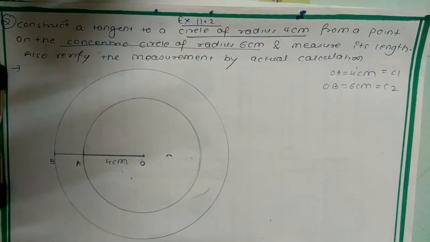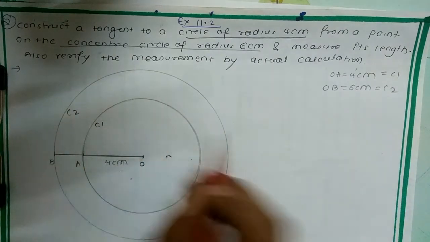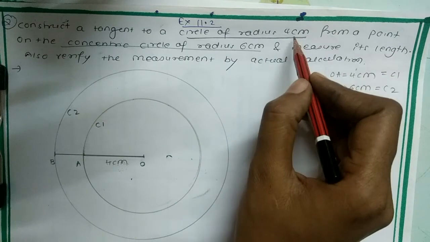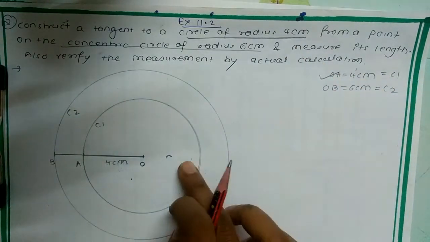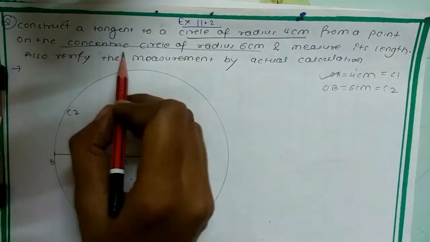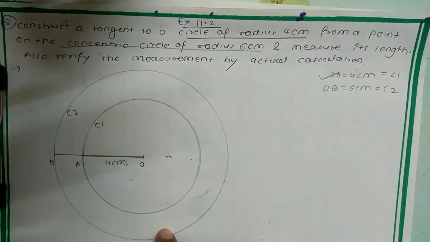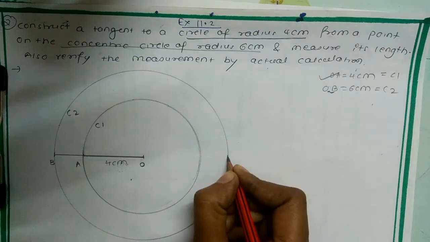So here we have the two circles. Let us name this as C1 and this is C2. Now once again we will read the question: construct a tangent to a circle of radius 4 centimeter. So we have to draw the tangent to the inner circle from a point on the concentric circle. You have to draw the tangent from an external point which will be on the concentric circle. Anywhere you can take the point. So here I'll take the point.